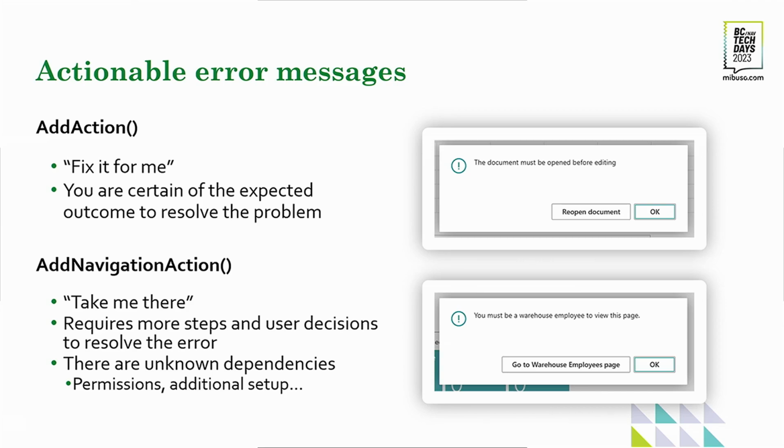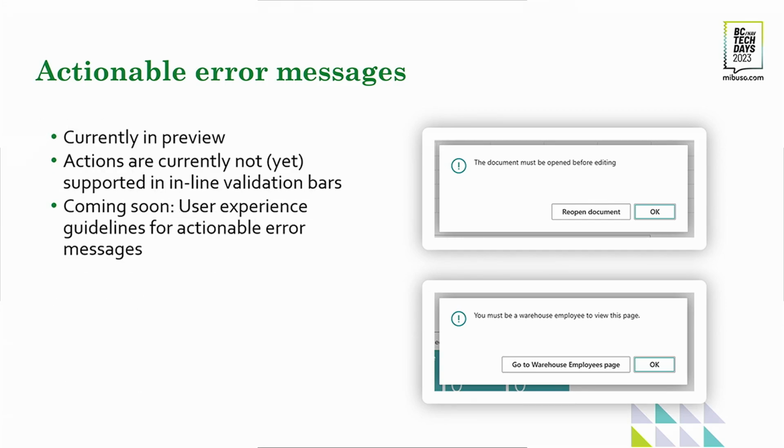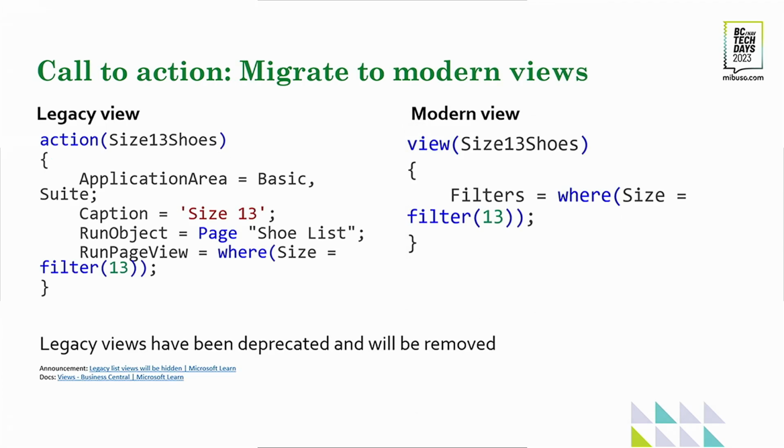But remember, when using the add navigation action, if you're not certain that the user has permissions to access the page, you might cause more aggravation by showing more error dialogues. So be mindful. And this is currently in preview in our app. General availability will be in a minor update. And these actions are not yet supported in inline validation bar. But coming soon, there will be a blog post about user experience guidelines to help you write actionable error messages. And talking about actions, this is a call to action for you to migrate to modern views.